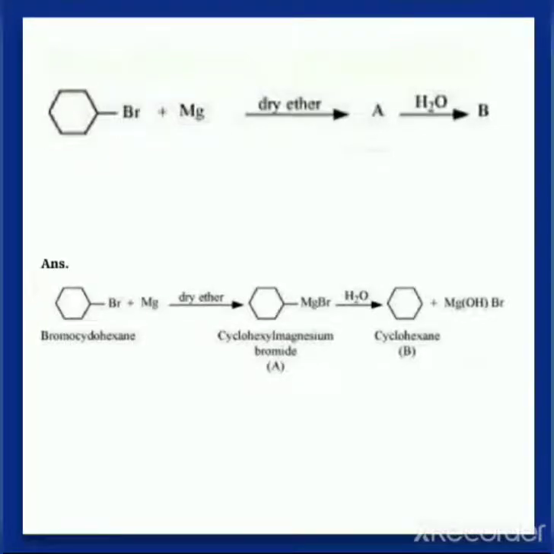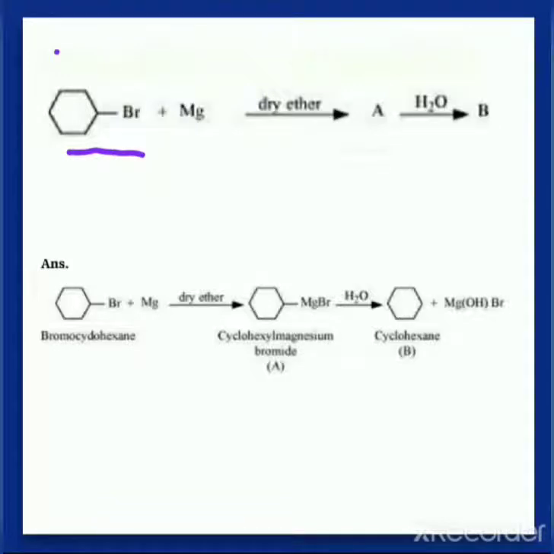First one, it is a cyclic compound, and first of all identify what it is. It is a haloalkane plus Mg in the presence of dry ether. So you need to identify this reaction. The first reaction is given in this way. First of all, identify the reactant. What is this one? This one is a haloalkane.